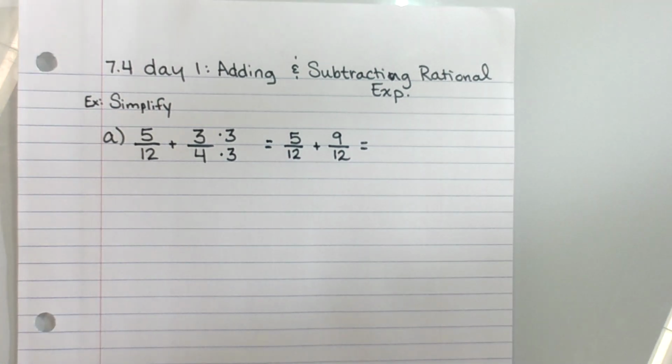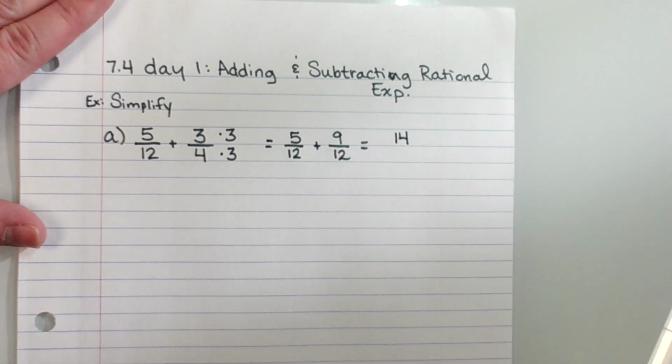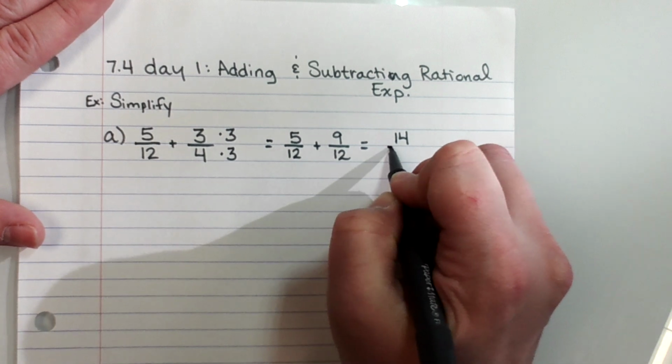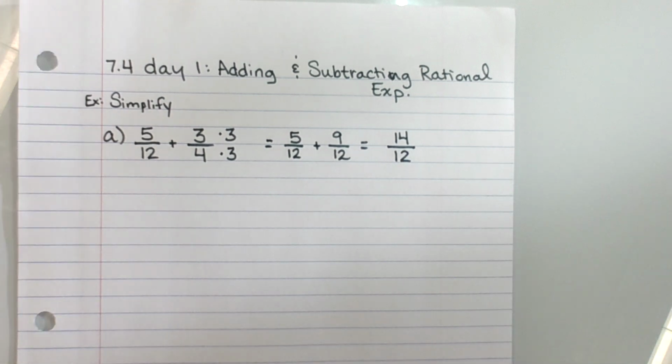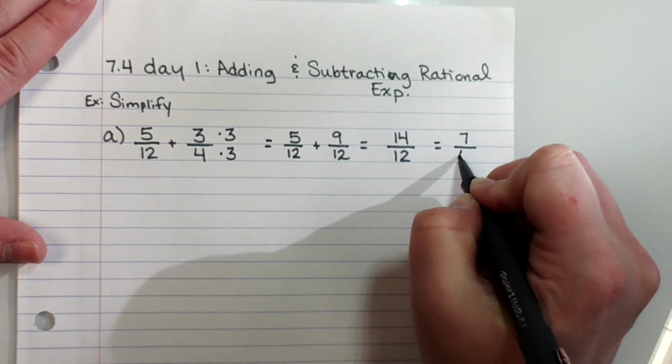Okay, we have the common denominator. Now what? Add what? Top, bottom, or both? Top. 5 plus 9. 14. Over the common denominator. Am I done? No, you got to simplify the fraction if possible. 14 and 12 both divide by 2. Giving me 7/6.